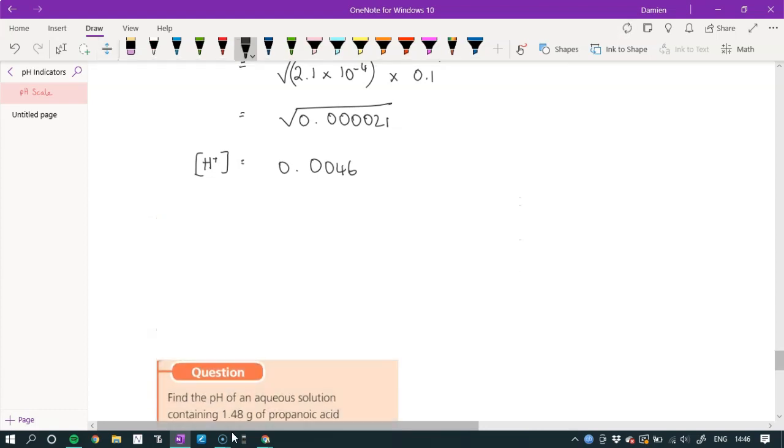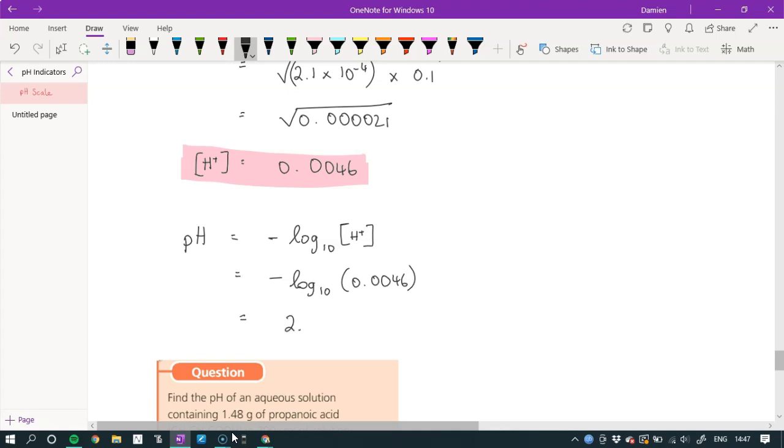Now this isn't the final answer, because the question is asking you to find the pH. We haven't found the pH. All we've done is found the hydrogen ion concentration. But now that we have the hydrogen ion concentration, we can find the pH as normal. So pH is equal to minus log to the base 10 of the hydrogen ion concentration. So pH here is minus log to the base 10 of 0.0046, and that's going to give us a final answer of 2.34. So that is the pH of that particular acid.